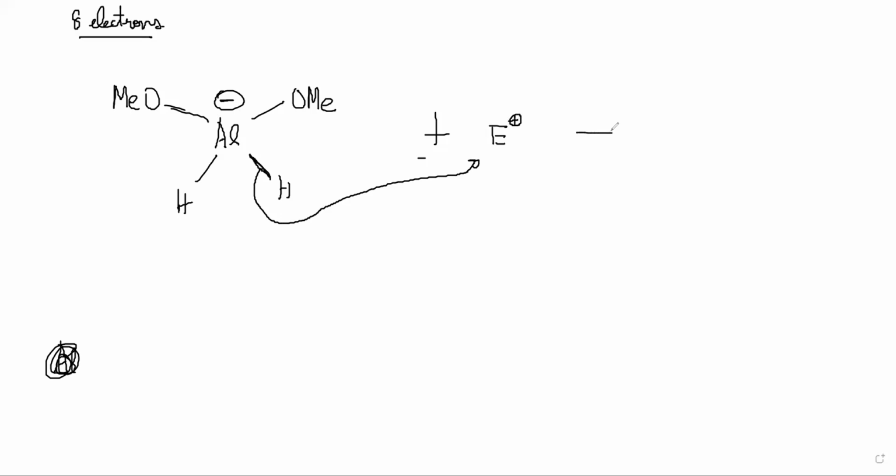This is an H minus technically that is coming out, forming a bond with the E. So E plus becomes EH, and because 2 electrons are lost, Al will become stable, without a charge. Without a charge, it will become AlH(OMe). So basically here the bond is breaking. Only then can you form the compound.